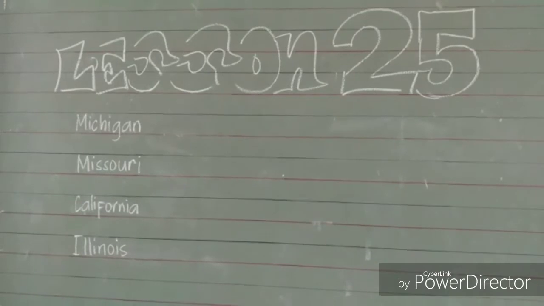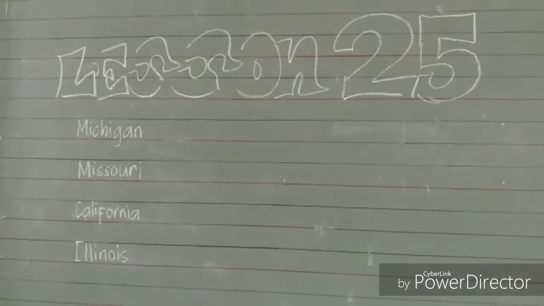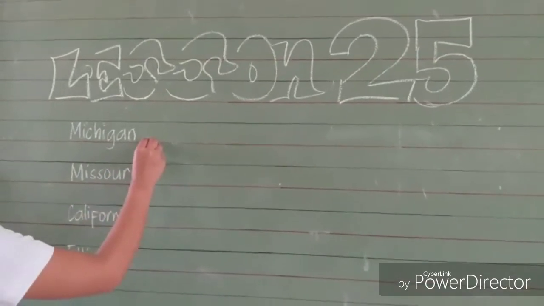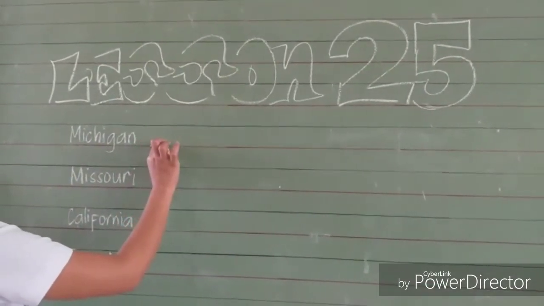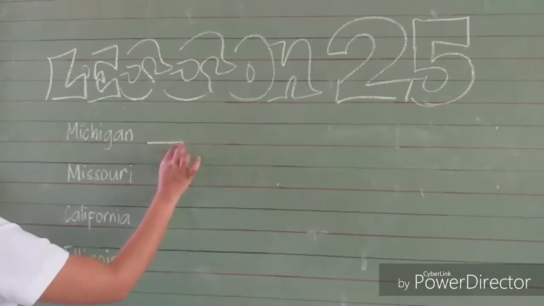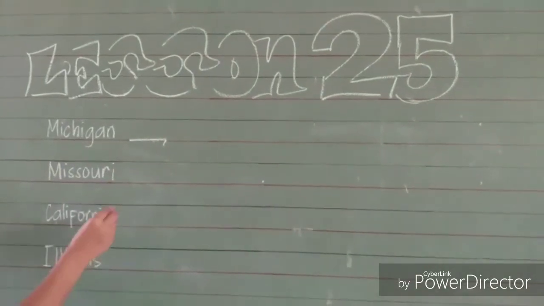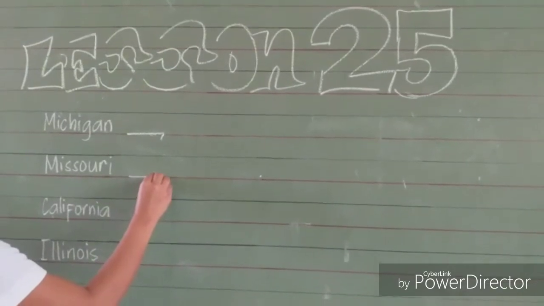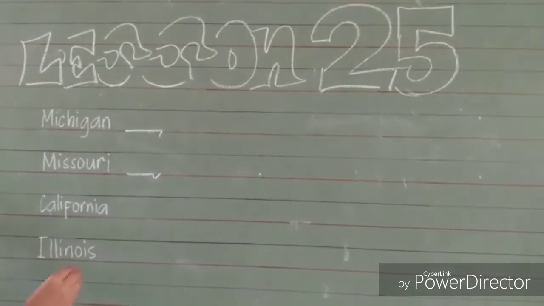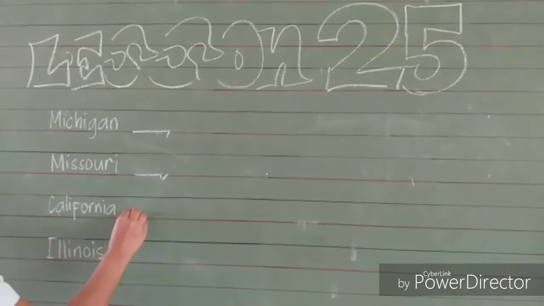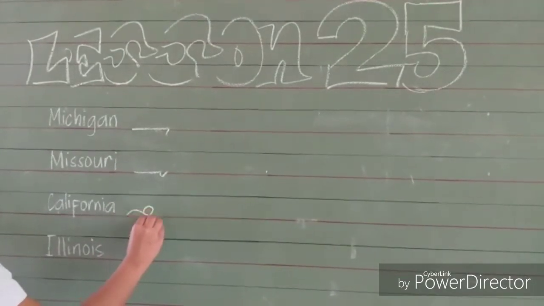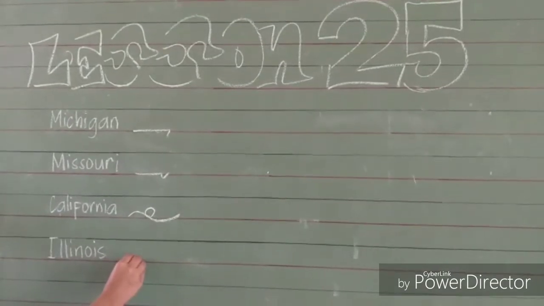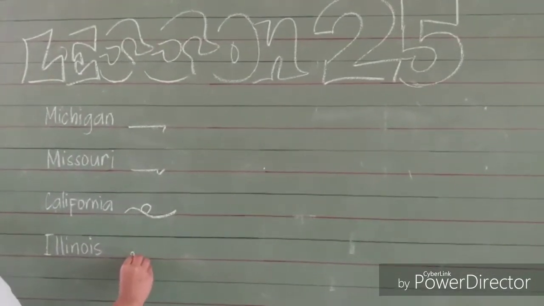The continuation of principle number 2, the different brief forms of states. For example is Michigan. Michigan is represented by M and ish. Another one is Missouri, represented by M, O. Another one is California, represented by K, A, and L. And the last one is Illinois, represented by E and L.